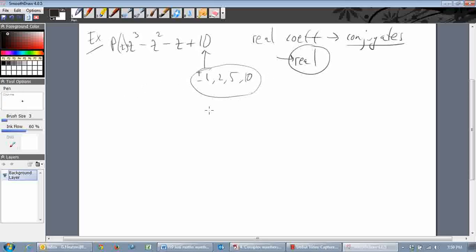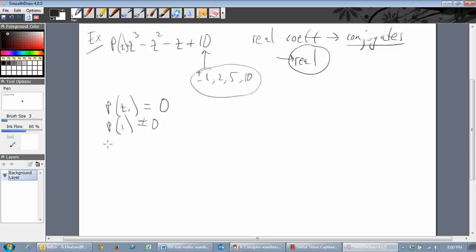Let's try a few of these numbers, using the factor theorem, because remember, if z1 is a root of this equation, then P(z1) will be equal to 0. Let's just try a few numbers. Let's try P(1). What happens? You get 1 cubed minus 1 minus 1 plus 10.